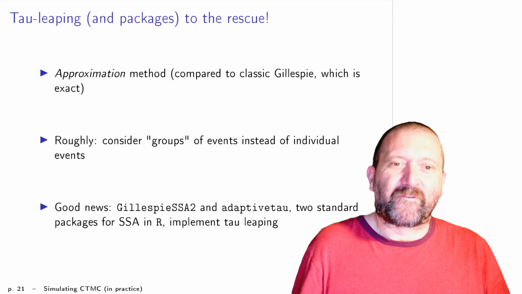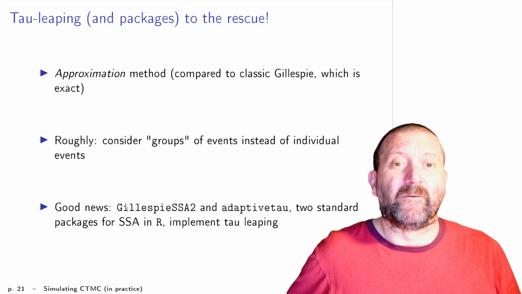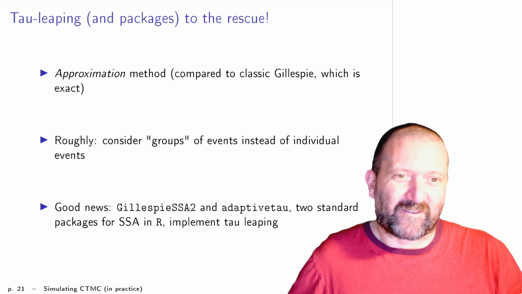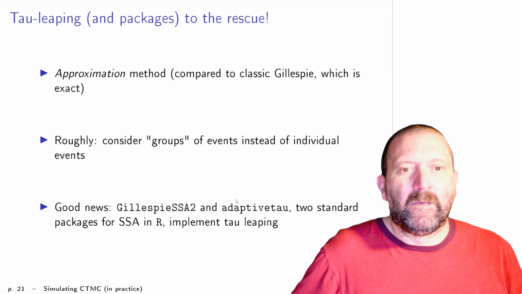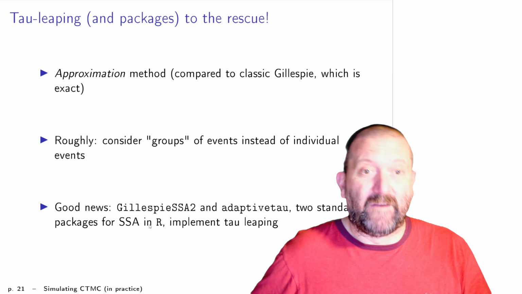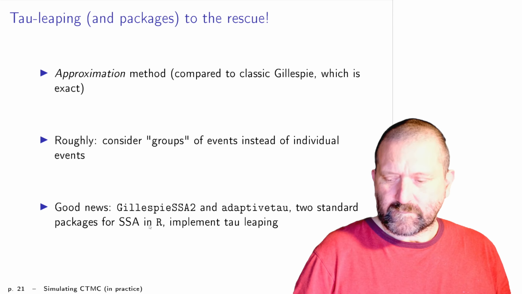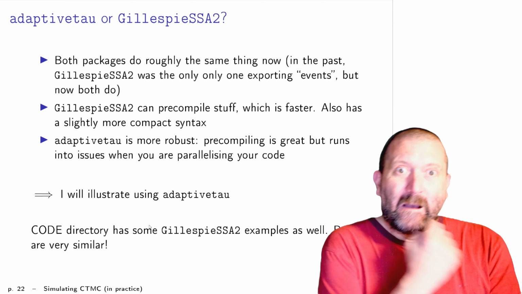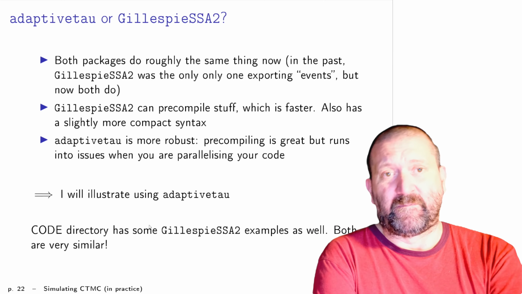So there are two main packages that I know in R. I mean, there's actually a third one. There's GillespieSSA without the 2, but GillespieSSA2 is an extension of GillespieSSA, and adaptivetau. They both implement tau leaping, and they implement the stochastic simulation algorithm. So I'll show you how to use them. I'll point out one thing. Both packages do essentially the same thing.